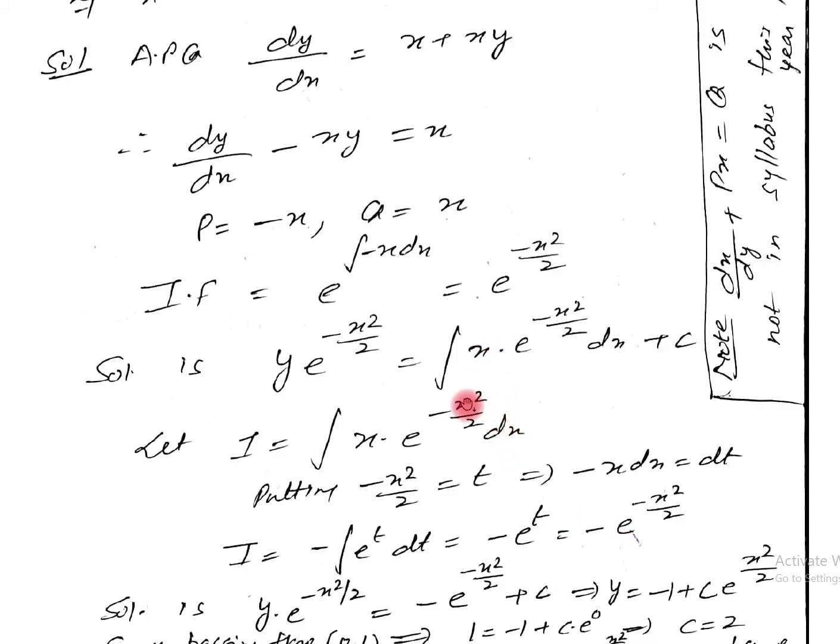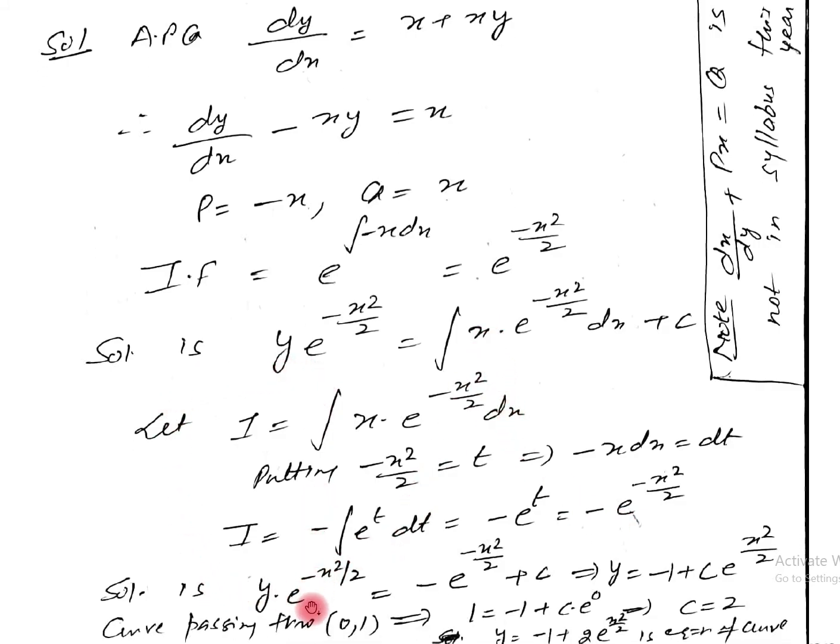Putting this value of I here, we are getting the solution: y into e raised to power minus x square by 2 equal to minus e raised to power minus x square by 2 plus c. This implies, bringing this term on this side, y equals minus 1 plus c into e raised to power x square by 2. Now it is mentioned the curve is passing through (0, 1). It means when x is 0, y is 1. Putting this, we are getting the value of c equal to 2. Now substituting the value of c here, we are getting the equation of the curve: y equals minus 1 plus 2 into e raised to power x square by 2, is the required equation of the curve.